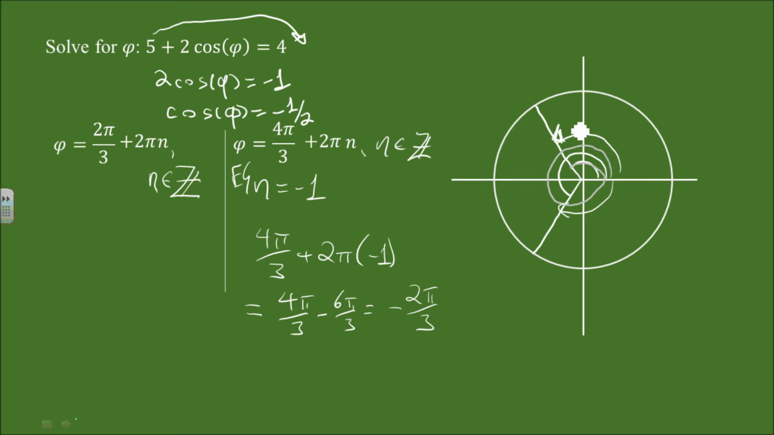And when you write out the full answer, you can either just write this, or if you want to write it in set notation, you would say phi is in, and it's okay to use the same one here, so phi is a real number such that phi equals, and it's exactly what you have up here, 2 pi over 3 plus 2 pi n, where n is an integer. And you close the brackets.